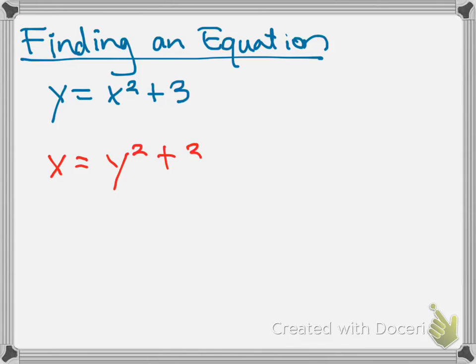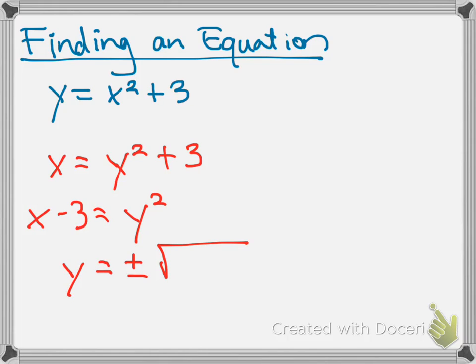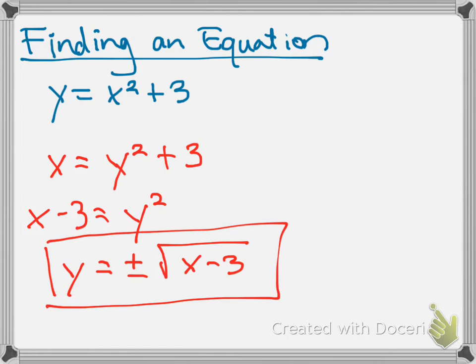But of course, we typically don't have our equations solved for x. We would prefer to have this solved for y. So we're just going to take the algebraic steps necessary to solve this equation for y. First I'm going to subtract 3 from both sides, so I'll get x minus 3 equals y squared. And then to isolate y, I need to take the square root of both sides. And of course, whenever you take a square root, you need to take the positive and the negative root. So this becomes y equals the positive and negative square root of x minus 3. So this equation here is the equation for our inverse function.